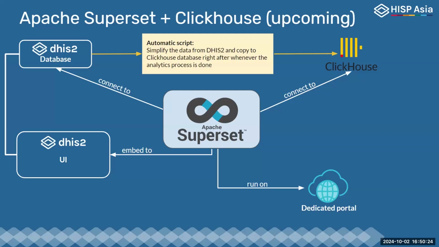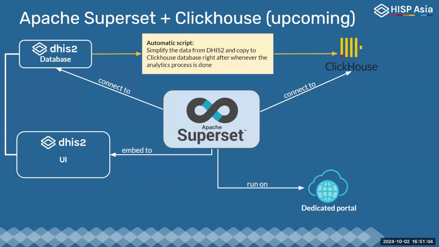From the DHIS2 database, we can have an automatic script which will copy and simplify the data from DHIS2 and copy it to ClickHouse, because ClickHouse is a very high performance database, very good for the analysis of millions of records. Every day or every week, we will copy data from DHIS2 to ClickHouse. Then in the center, Superset will connect to that database too, and will be used to analyze the data on the ClickHouse database.